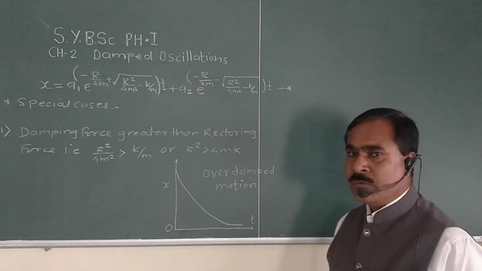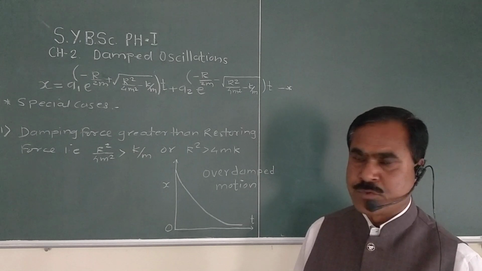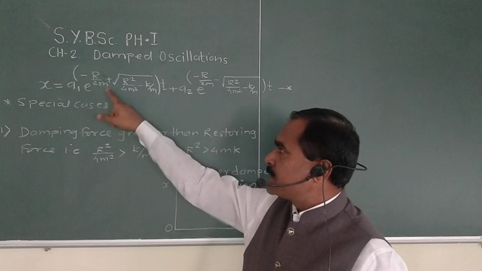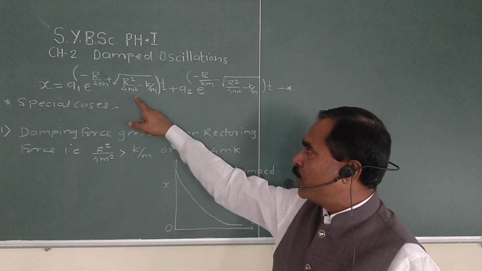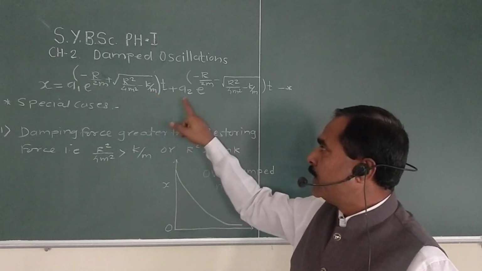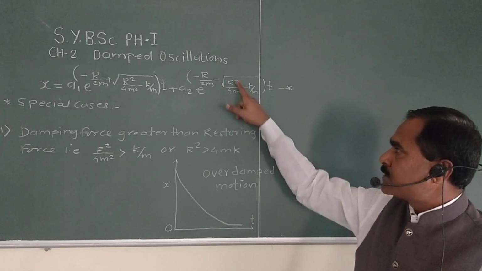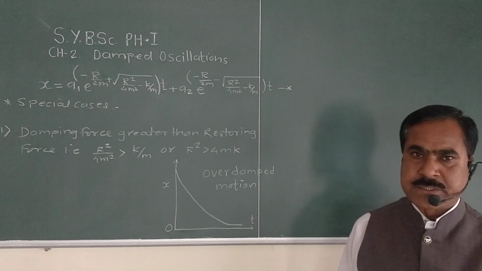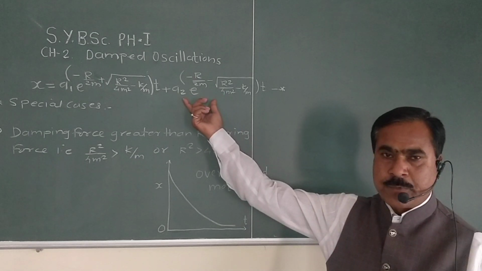Now in the last lecture we obtained the resultant equation of motion, and it has the format x equals a1 e raised to minus rt of r upon twice m plus root r square upon 4m square minus k by m into t, plus a2 e raised to minus r upon twice m minus root r square upon 4m square minus k by m. So this is the resultant equation of motion. That means it is the solution of the differential equation of damped oscillation.